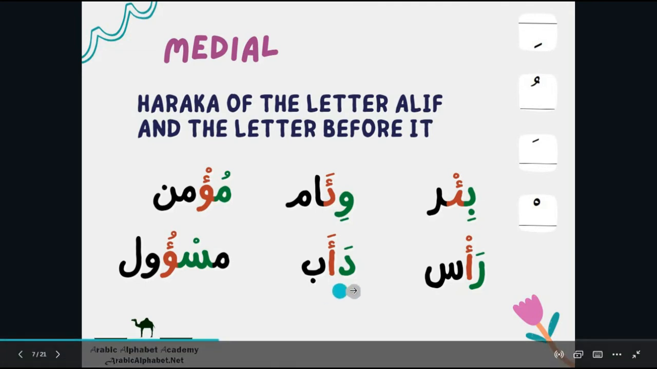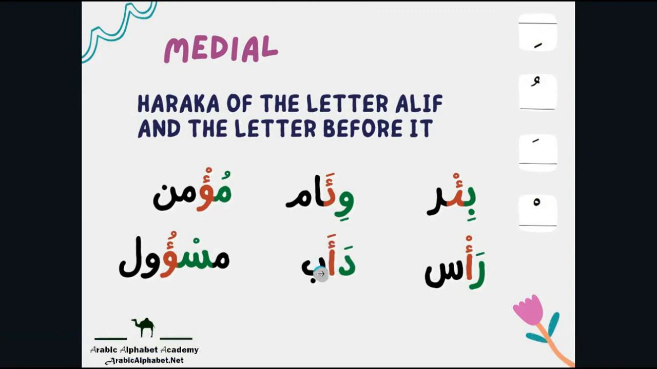We have Da'aba, to work hard. Here we have Fatha and Fatha, so we apply the Hamza on the Alif. Finally we have Mas'ulun, responsible. We have Sukoun and Damma. Damma is stronger, so we put the Hamza on the Waw.